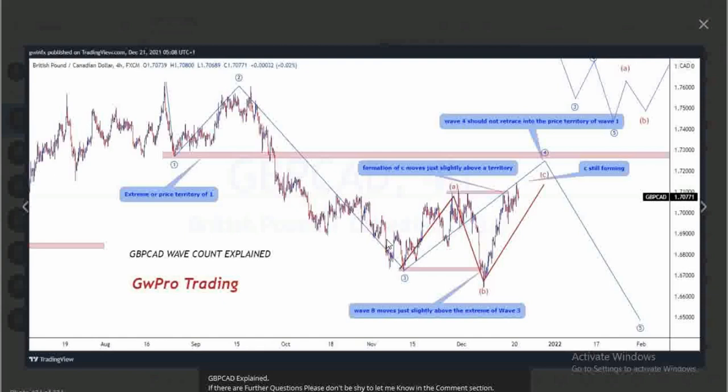This is analysis which I did before on my channel, and you can see that I was setting up to see a possible 1, 2, 3 right here, and then A, B right here, and maybe C right here to complete that wave 4. So what we've seen here is a possible completion of those setups.